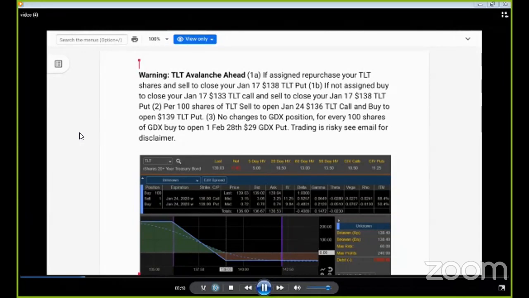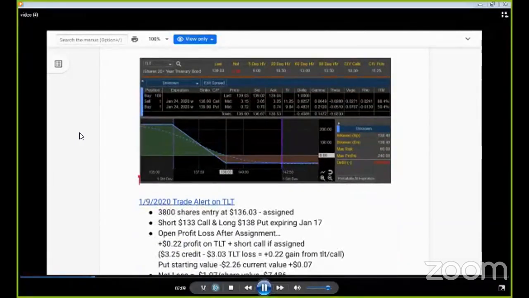So if you're in the GDX position, you have no changes until the week of the 28th of February. And meanwhile, if you are just following us, then you will jump into the GDX position today and own one long 29 GDX put. Okay, let's take a look at today's trade alert.